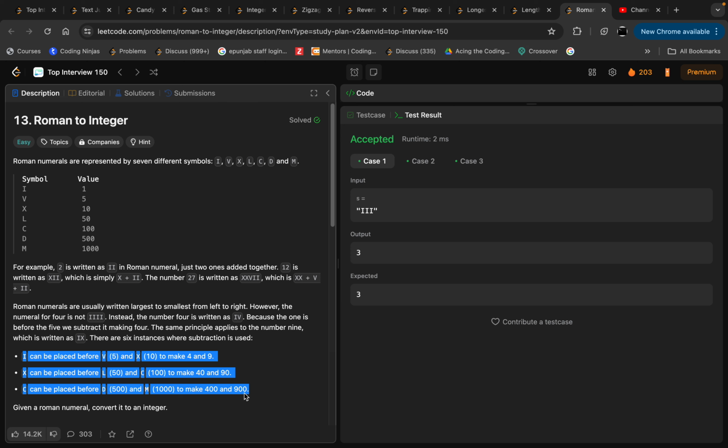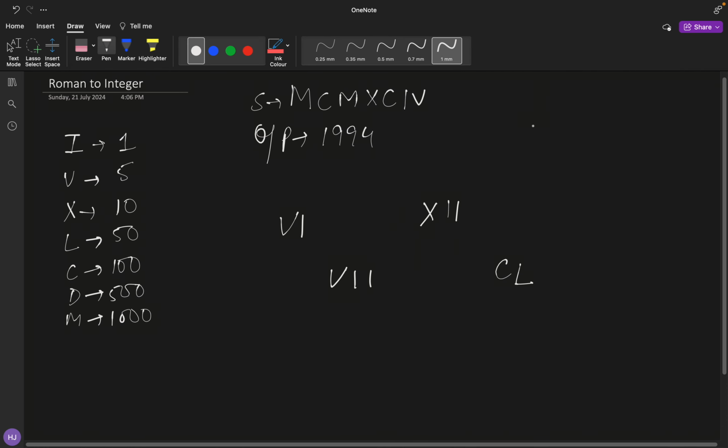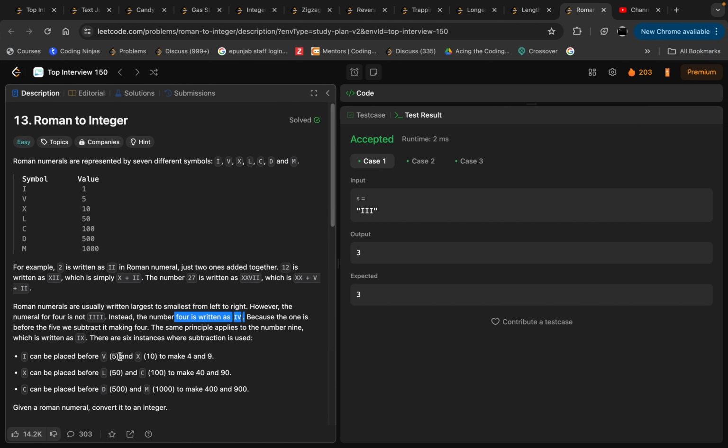So let's read the whole description. However, the numeral for 4 is not IIII. Instead, the number 4 is written as IV, because the 1 is before 5, we subtract it, making 4. So whenever I get some combination like this, I can't write 2 V's because I already have a 10 for it. I can get this combination too. So I can be placed before V and X, and X can be placed before L and C.